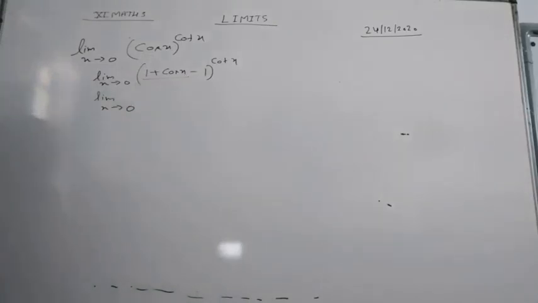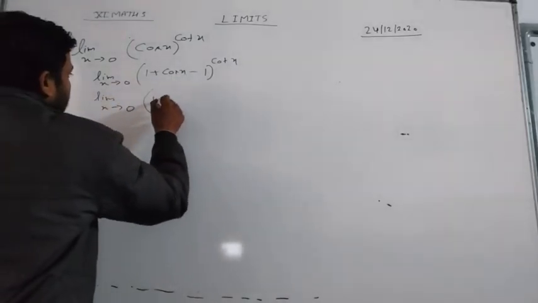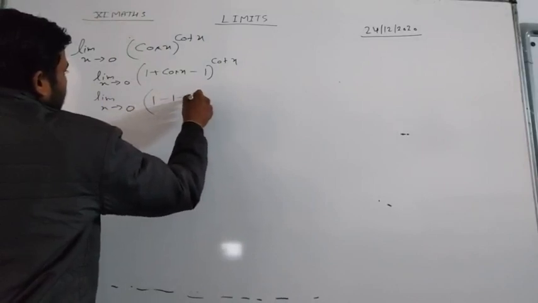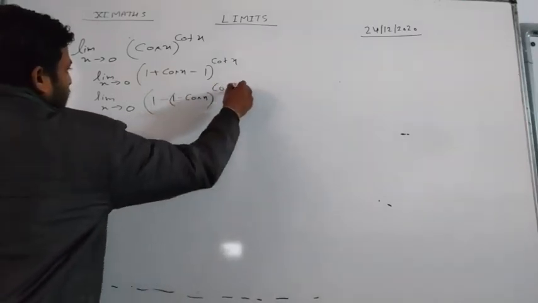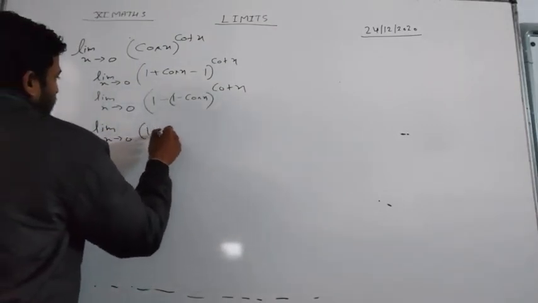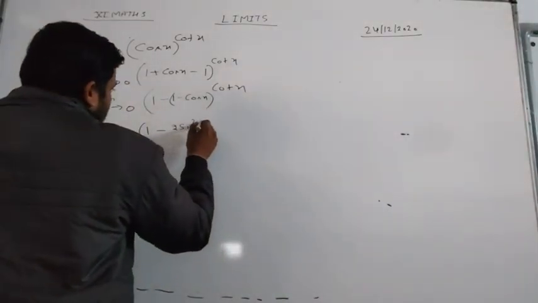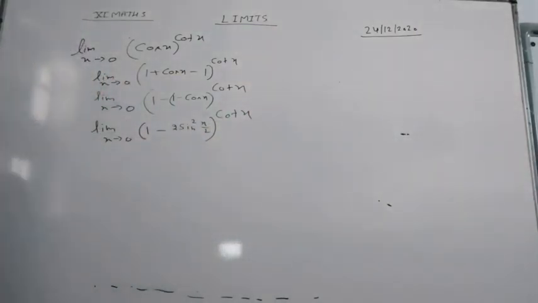This part we can write either this, we can write 1 minus (1 minus cos x), to the power of cot x, we can write in this form. So limit x tends to 0, this 1 minus cos x can be written as 2 sin square x by 2, to the power cot x. Okay, student, this can be written in this form.